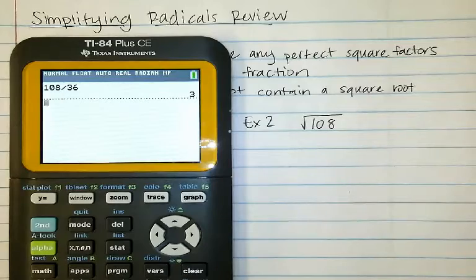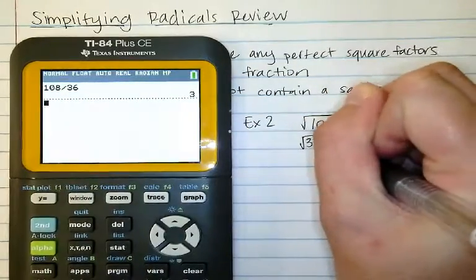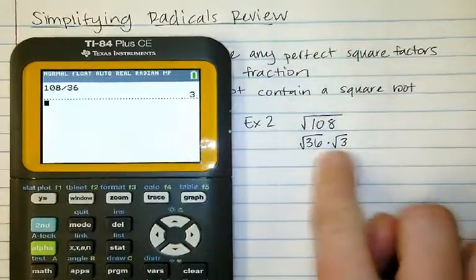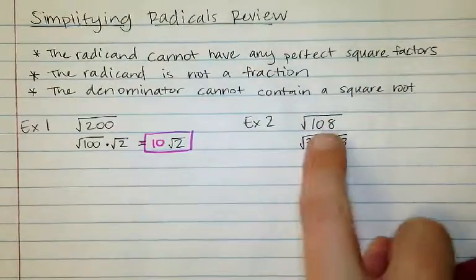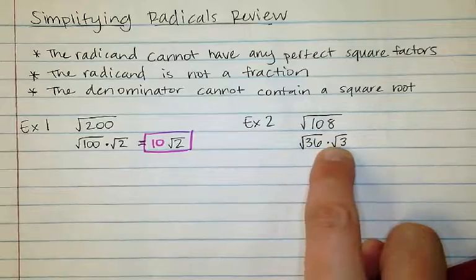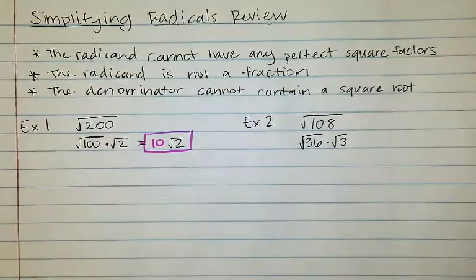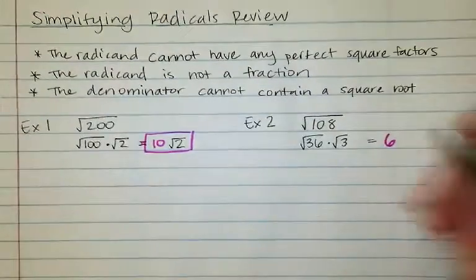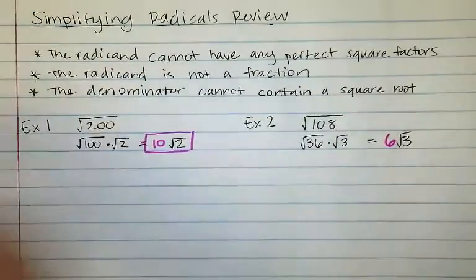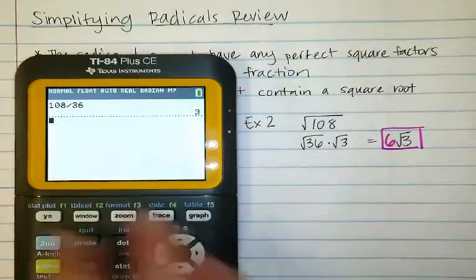So we want to go with the square root of 36 here. Always put that perfect square factor first because it simplifies a little prettier. So 108 is divisible by 36 and 3. And what is the square root of 36? 6. So that's going to be 6 times the square root of 3. Let's double check ourselves here.